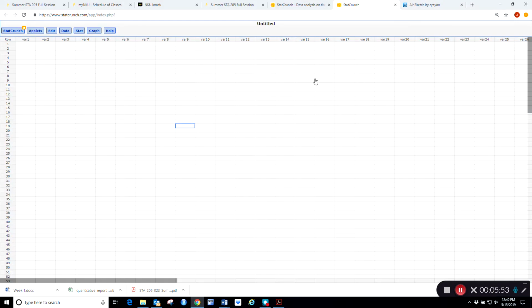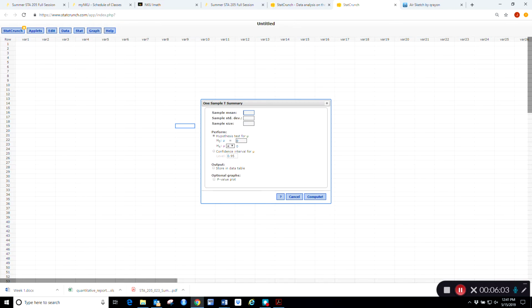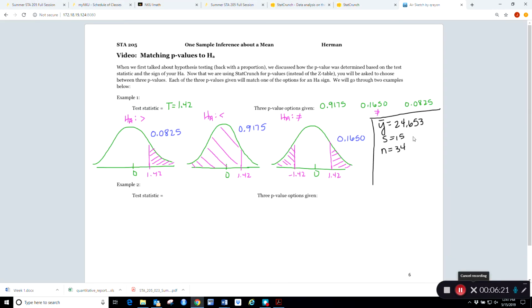So for this, I'm just going to be using some data to get the values to match here in StatCrunch. So I'm going now to T statistics, one sample with summary. Suppose I had a sample mean of 24.653, a sample standard deviation of 15, and a sample size of 34. And these I'm also putting here on the side in our notes, so if you want to do this in StatCrunch yourself, you can get it to match. So here's the values that I'm using.